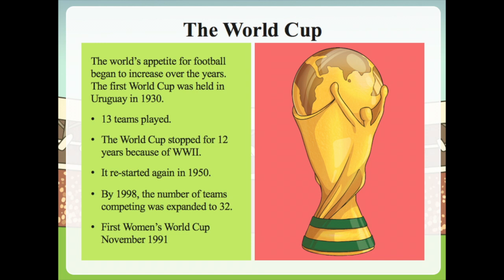So the World Cup stopped for 12 years because of World War II and restarted in 1950. By 1998, the number of teams competing was expanded to 32. Now, interestingly, the first Women's World Cup didn't take place until November 1991.